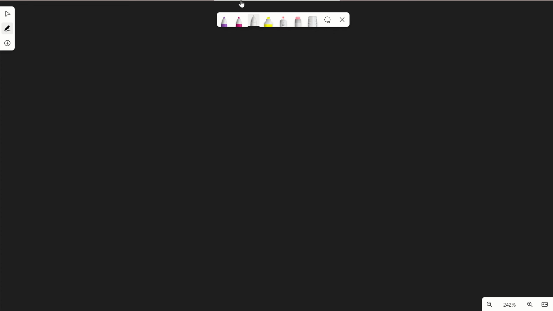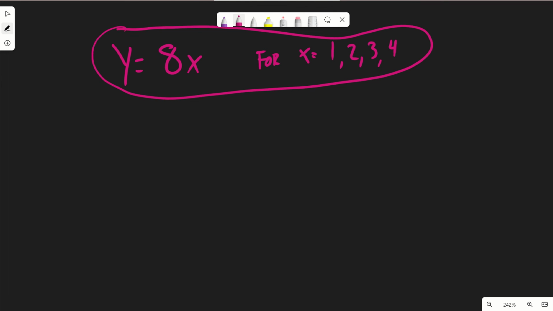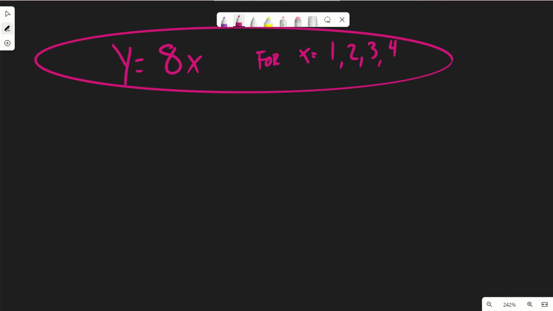So I'm going to give you the equation y equals 8x. And we want to solve this for x equals 1, 2, 3, and 4. So here's the information that we are given. y equals 8x, and we are solving for x equals 1, x equals 2, x equals 3, and x equals 4. Four different ways we are solving this equation. And we do that by creating a table.